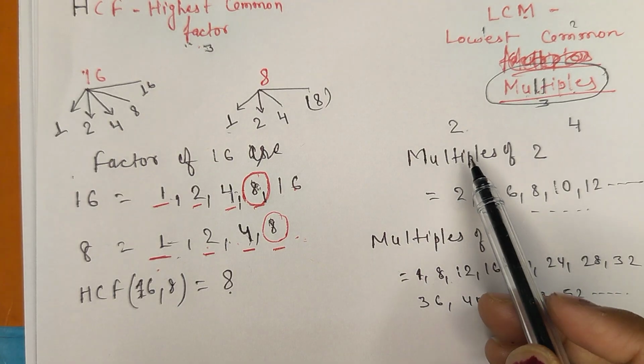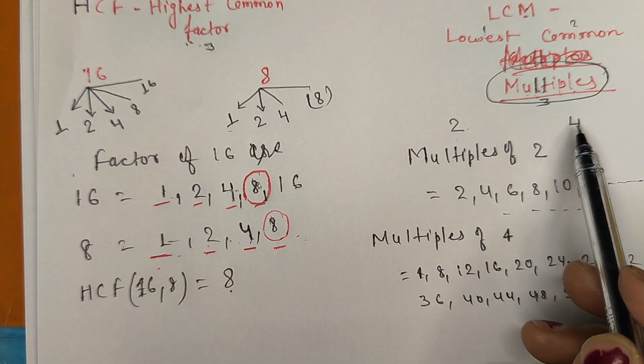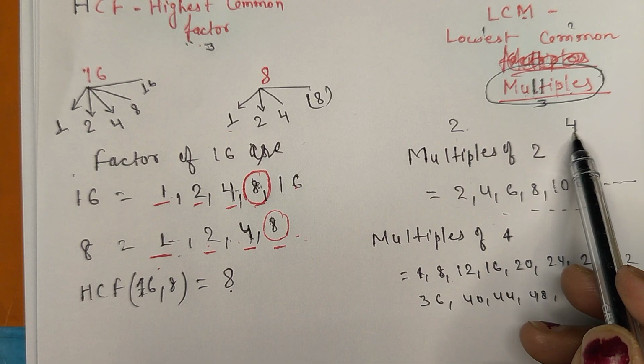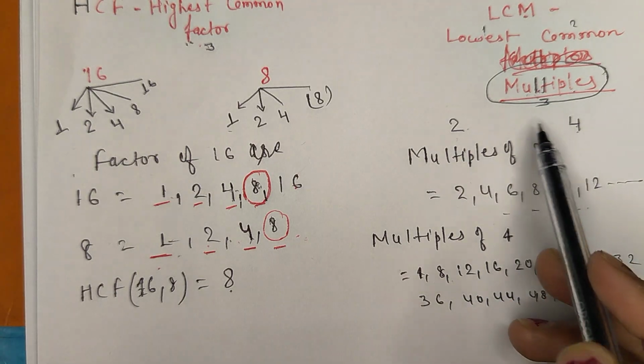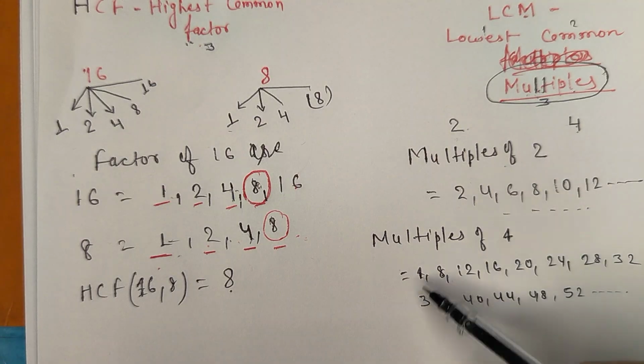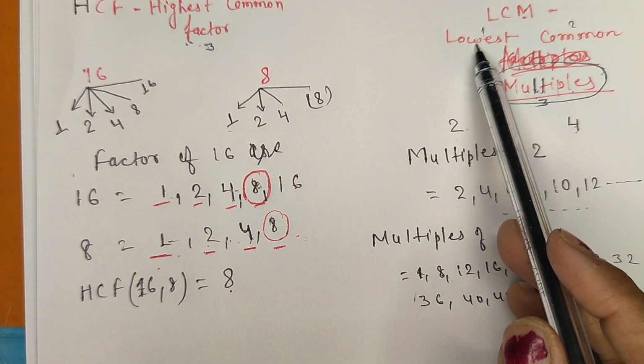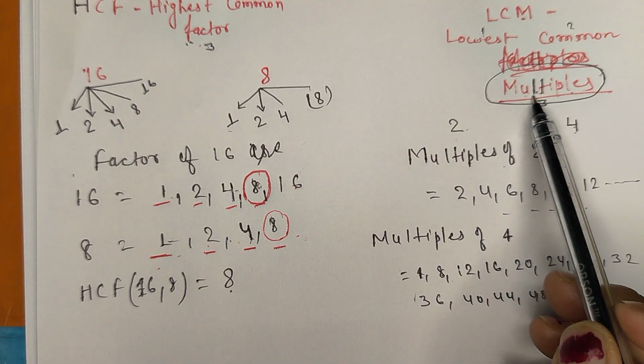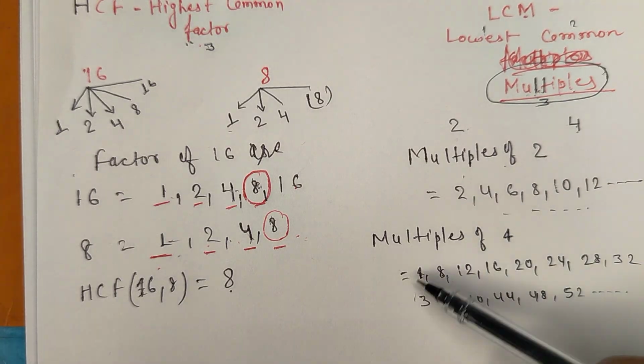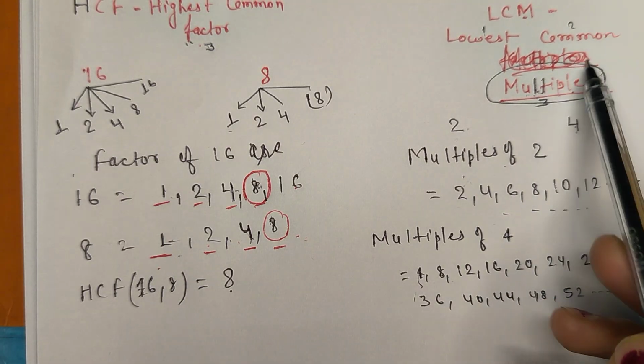I got the multiples of 2 and 4. I found the multiples of 2 and 4. There are 3 words: lowest common multiple. So I find the multiples. And then the second word, common. Which is the common?